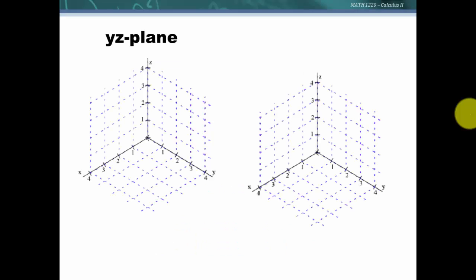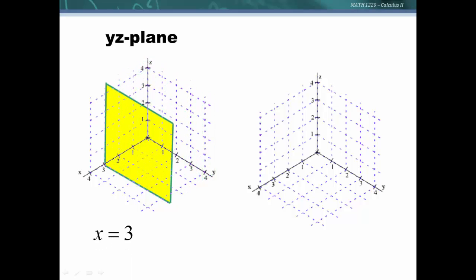So let's look at first here the yz plane, which is right here. So now let's look at x equal 3, and if we move this plane along here, what we're doing is we're making a restriction on x, x has to be 3, so we moved out 3 here, but there's no restriction on y and z, so it's a plane parallel to the yz plane at x equal 3.